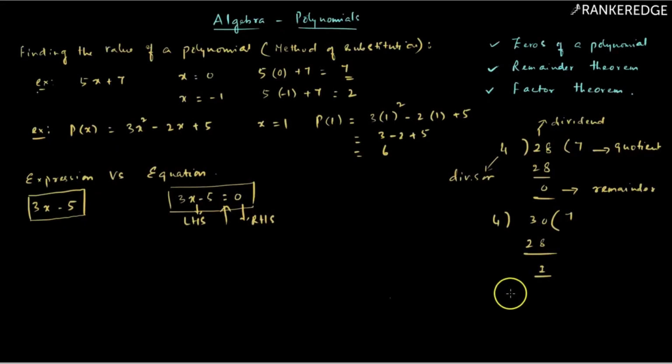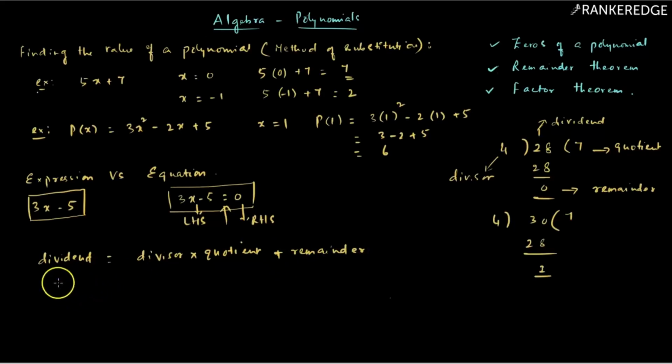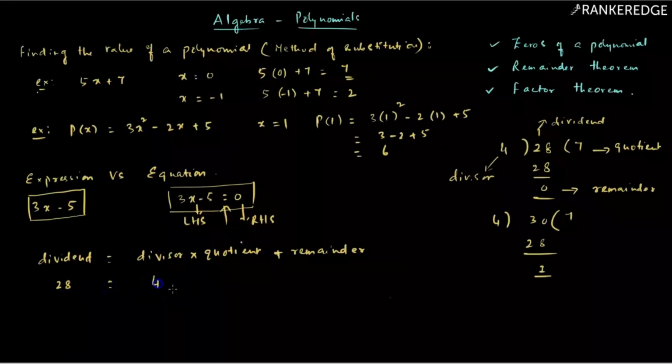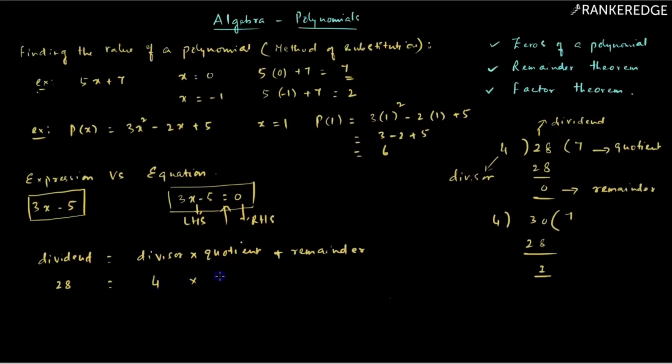Whether I get a remainder of 0 or some other number, the division rule is always the same. The dividend is equal to divisor into quotient plus remainder. You can take the example that I just gave. Let's say dividend is 28, the divisor is 4. Then the quotient would be 7, remainder will be 0. If it is 30, it will be 4 into 7 plus remainder. This is the division rule for the division of numbers by another number.